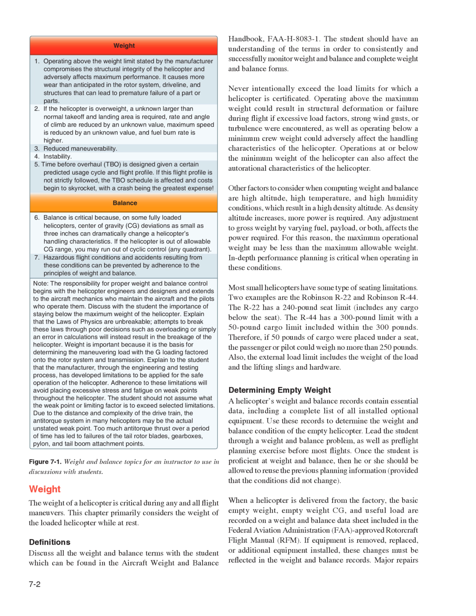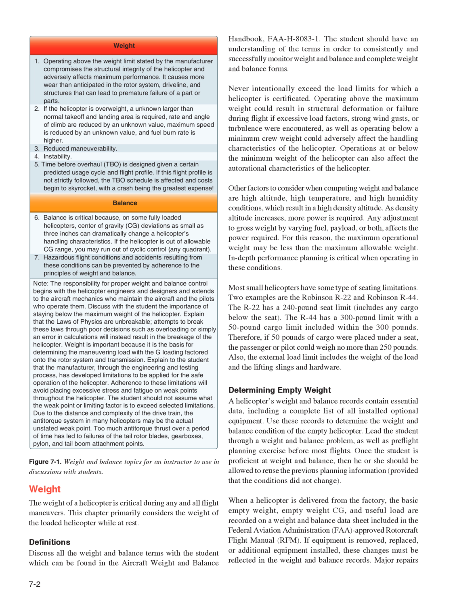Most small helicopters have some type of seating limitations. Two examples are the Robinson R-22 and Robinson R-44. The R-22 has a 240-pound seat limit, which includes any cargo below the seat. The R-44 has a 300-pound limit with a 50-pound cargo limit included within the 300 pounds. Therefore, if 50 pounds of cargo were placed under a seat, the passenger or pilot could weigh no more than 250 pounds. Also, the external load limit includes the weight of the load and the lifting slings and hardware.